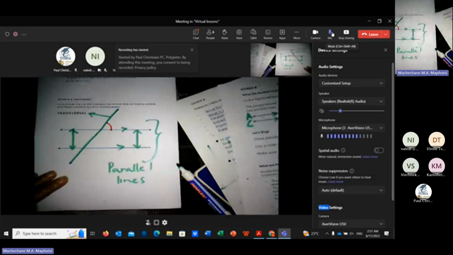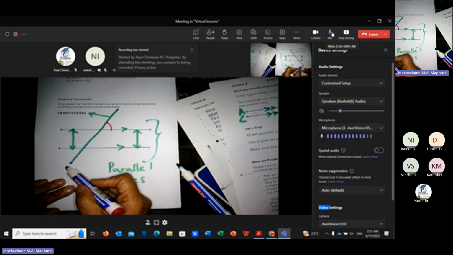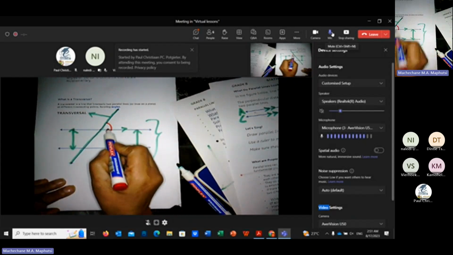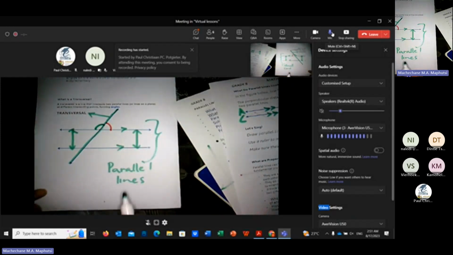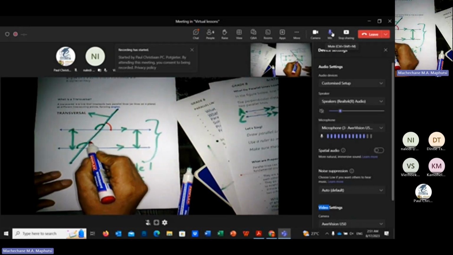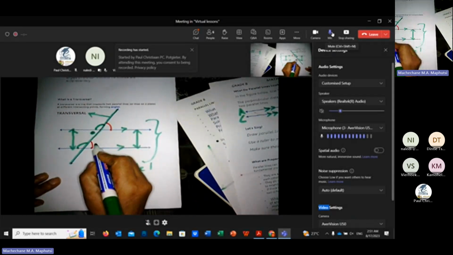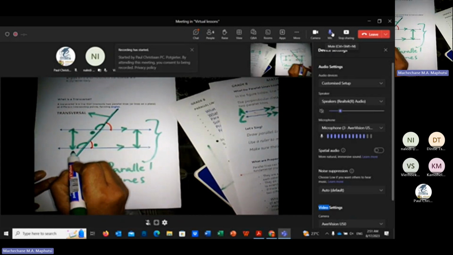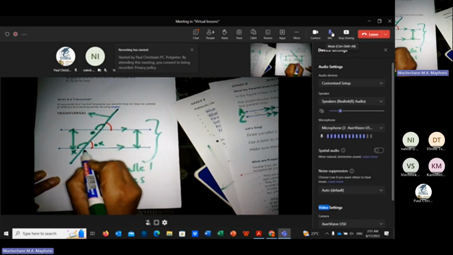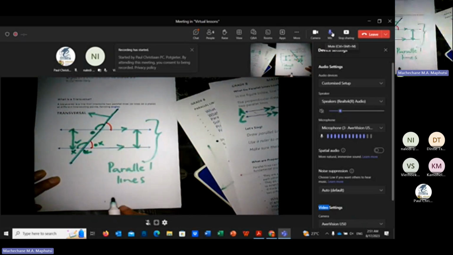Good. But now, as you look at this, can you see between where the transversal cuts the parallel lines, angles are going to be formed. We are going to have an angle there, an angle here, an angle there, and an angle there. And sometimes we can have an angle here as well as an angle there. Can you see so many angles are formed? Also, we have an angle here and an angle there. So there are many angles which are going to be formed.